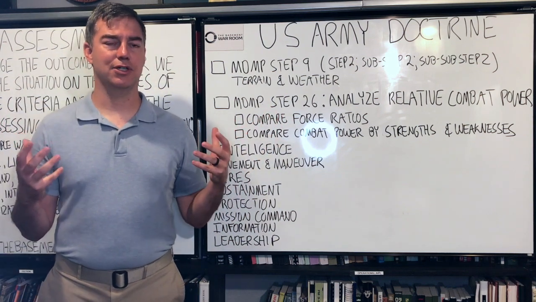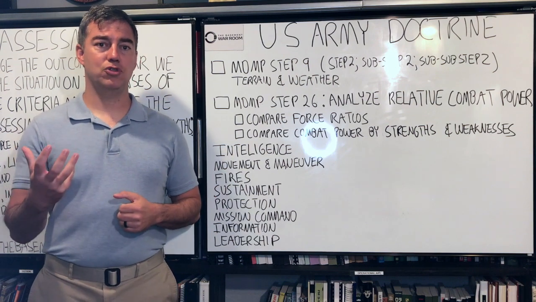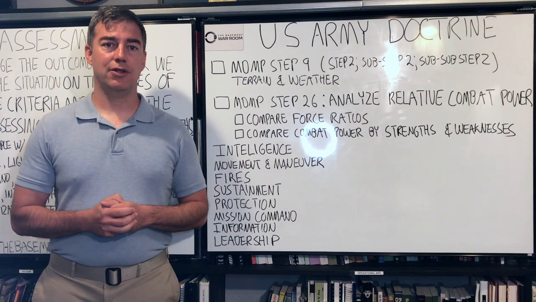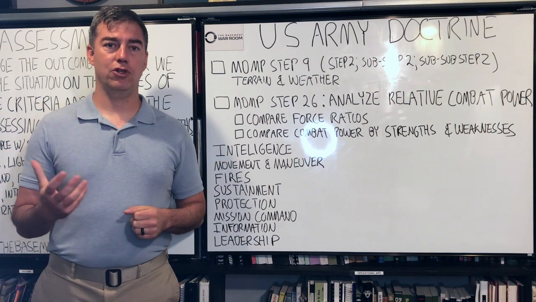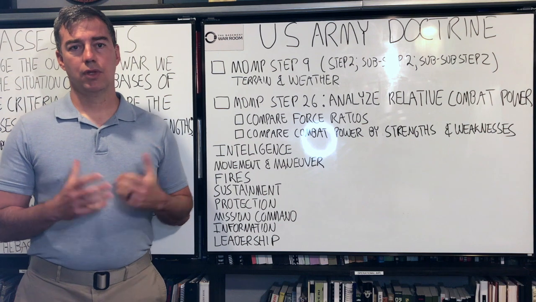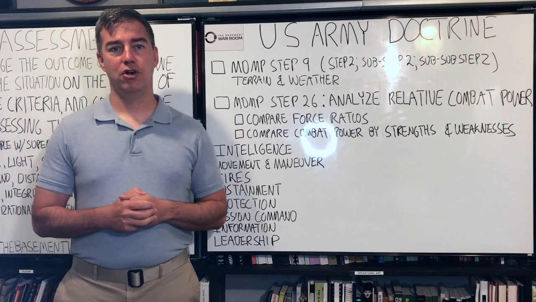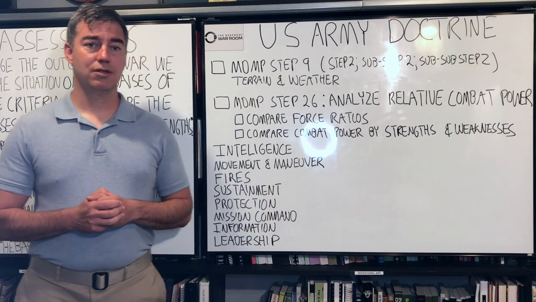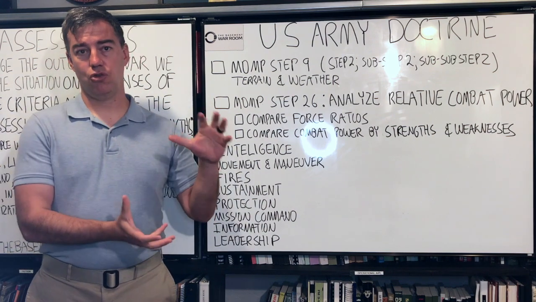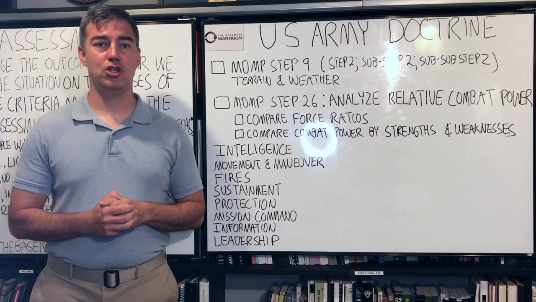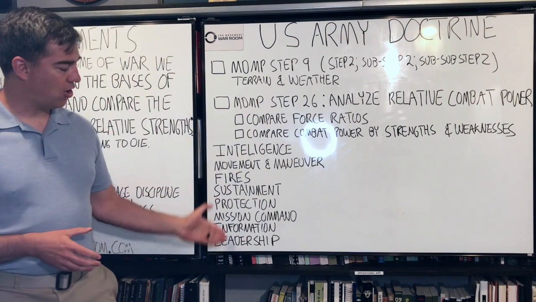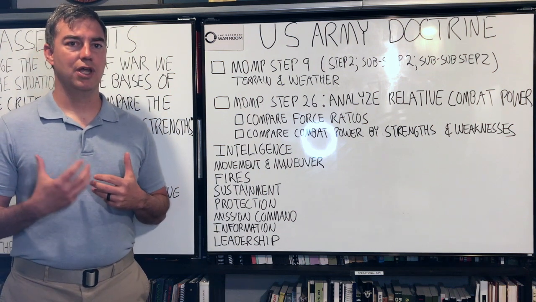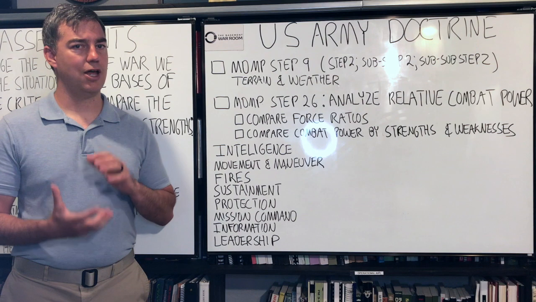It's more a mathematical assessment. And then do a more subjective assessment of each side's strengths and weaknesses based on the elements of combat power, which for the U.S. Army are intelligence, movement and maneuver, fires, sustainment, protection, mission command. Those are the warfighting functions, plus information and leadership. So here they are. And these strike me as very similar categories to what Sun Tzu suggested. There's a lot of overlap there.